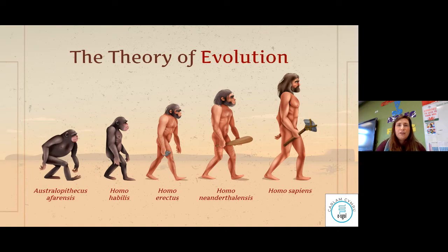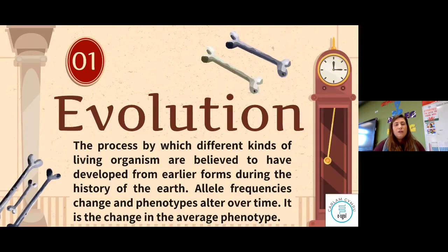So today we're going to look at the theory of evolution, and we're going to look at how these different species were able to become separate species. So evolution is the process by which different kinds of living organism are believed to have developed from earlier forms. So they have developed from earlier forms during history. So the allele frequencies change. So the frequency at which the allele is seen within a population changes, and therefore the phenotypes alter over time. So effectively, it's the change in the average phenotype.